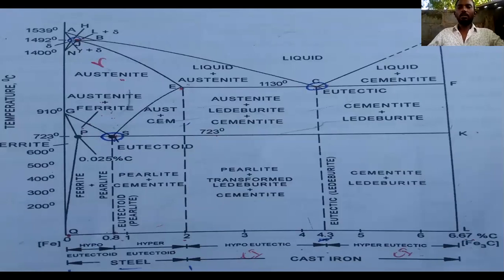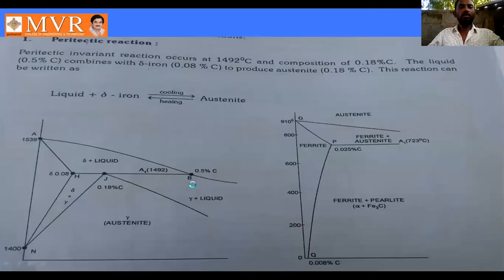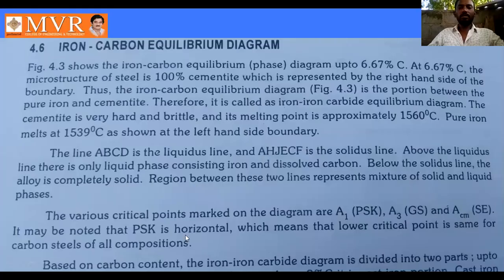A phase change due to heating or cooling. Heating means temperature increasing, cooling means temperature reducing. So at constant temperature, the phase change is known as the critical point. A phase change due to heating or cooling at constant temperature is known as the critical point. What are the critical points? See here in this diagram, critical points are A1, A3, ACM. It is noted that PSK is horizontal, which means that the lower critical point is the same for the carbon steel of all compositions.